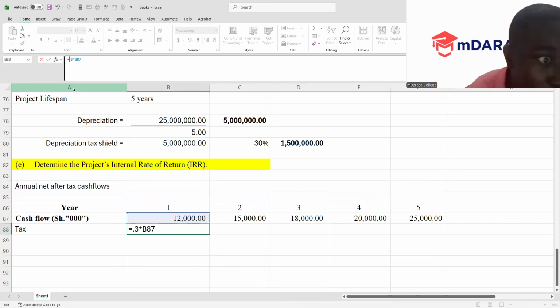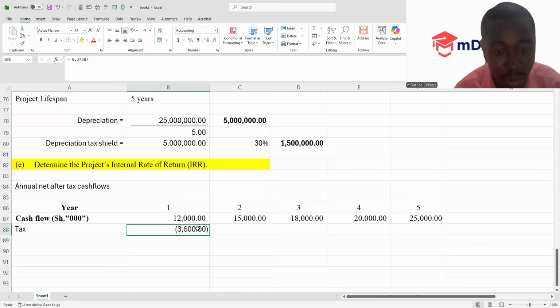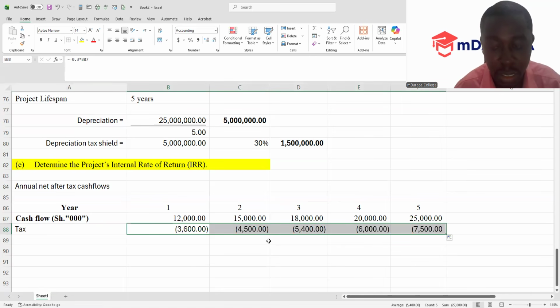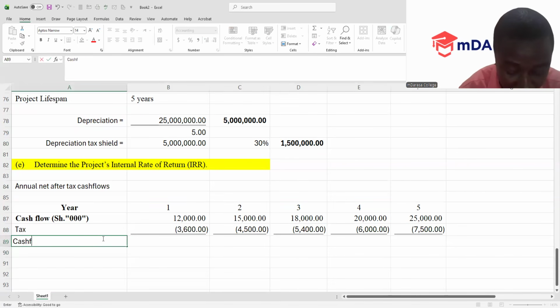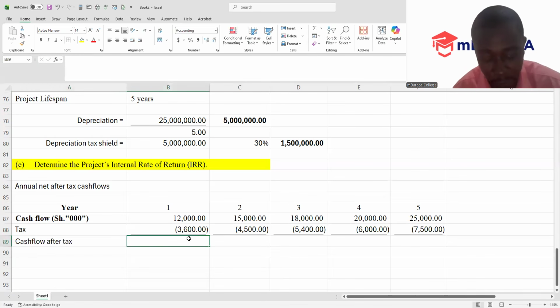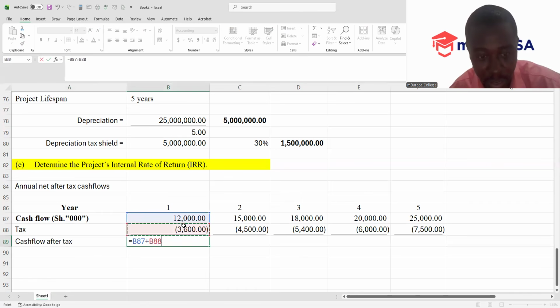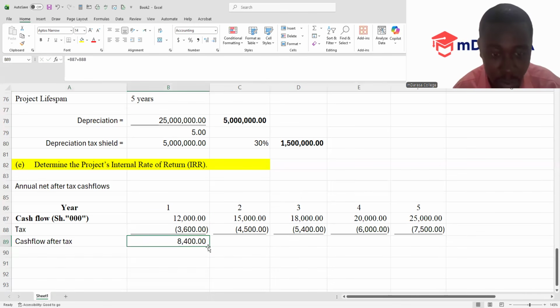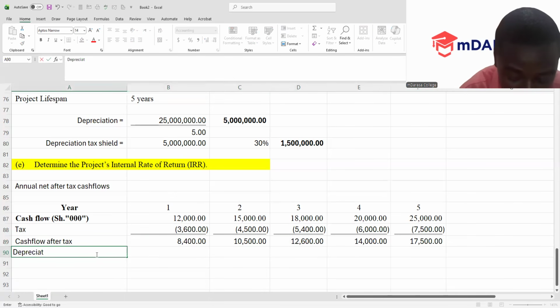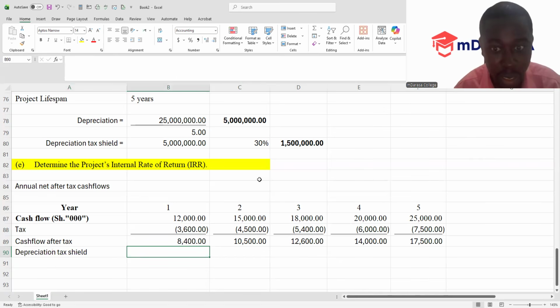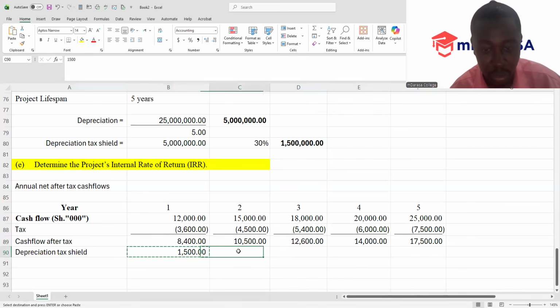And we are supposed to deduct this tax component here. So this should give us the cash flows after tax. Then we add the depreciation tax shield. We've seen it is 1.5. Because our values are in thousands, we take 1.5.